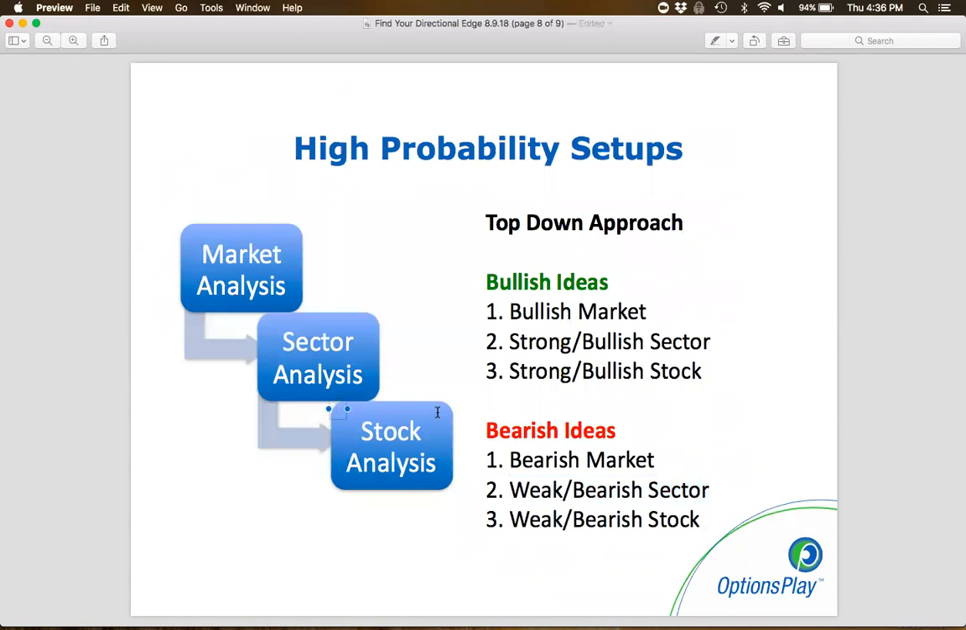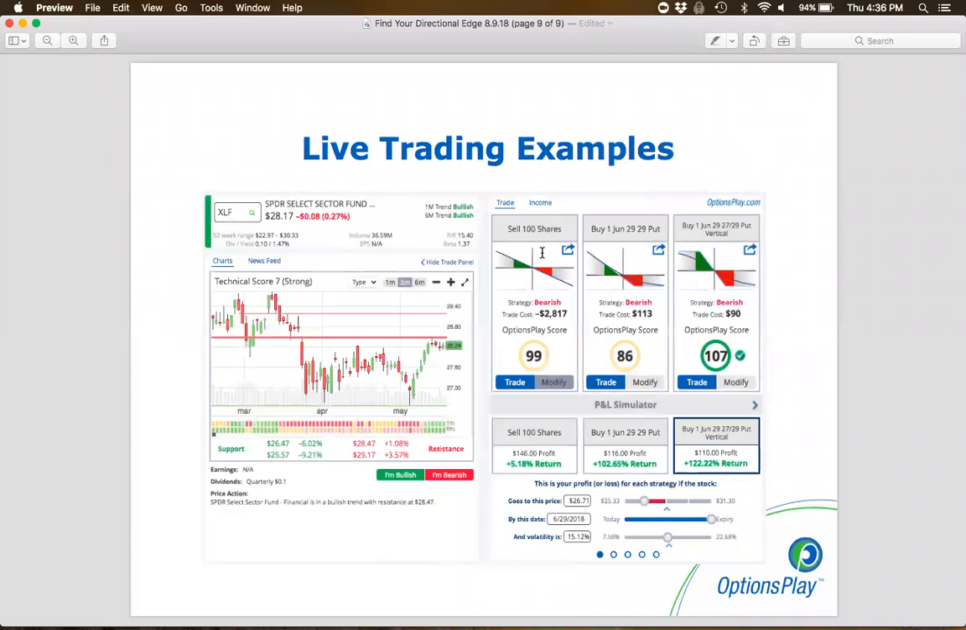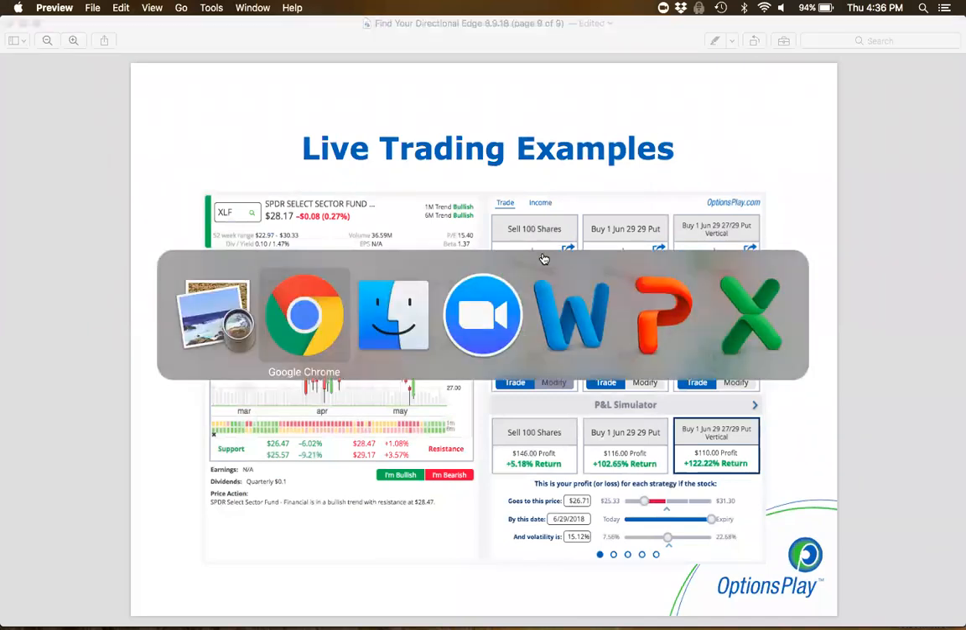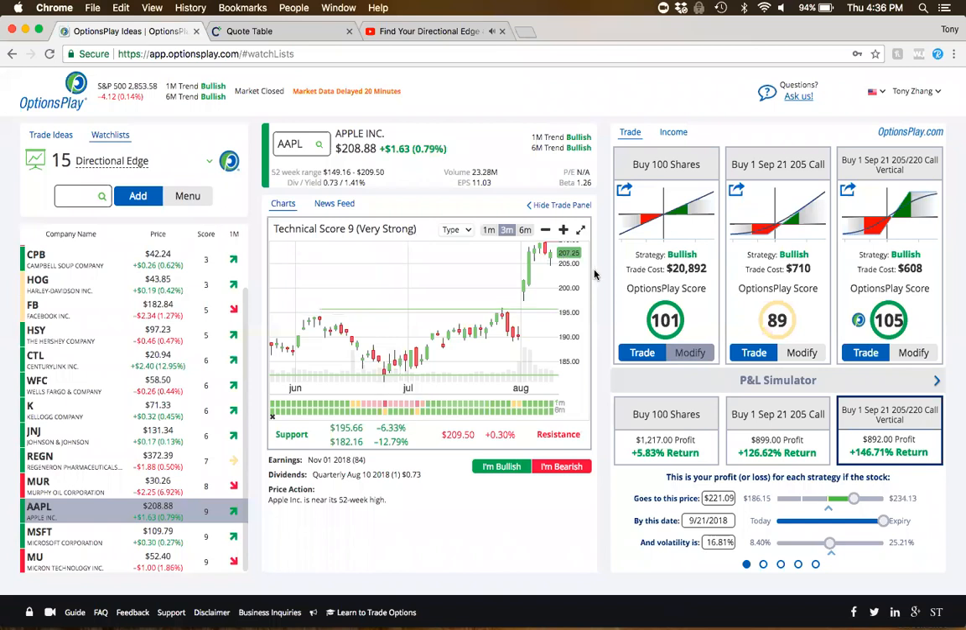So that is really how we go about approaching finding these high probability setups that we use every single day to find the daily plays that we send out to you. So with that, what I really want to do is jump over to OptionsPlay and actually start looking at these trading setups and show you how you can utilize our platform to quickly identify your bullish and bearish views, from the few minutes that you might need today down to just a few seconds.